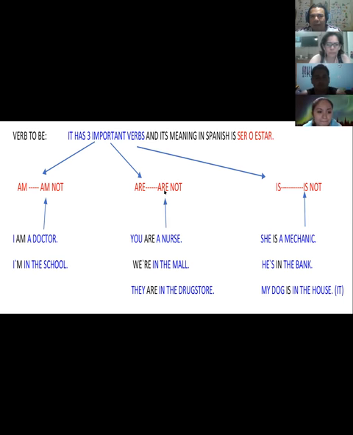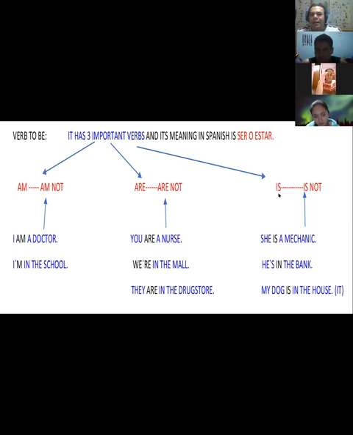Okay, next one. Verb to be, are. You are a nurse, tú eres, ser. We are in the mall, nosotros estamos. Ser y estar, verb to be, okay? Two options. Next one, is. She is a mechanic. Ella es, ser. He is in the bank. Él está en el banco. Ser y estar. Okay, se cumple. So let's continue. ¿Entienden esto? Yes. Okay. Let's continue.